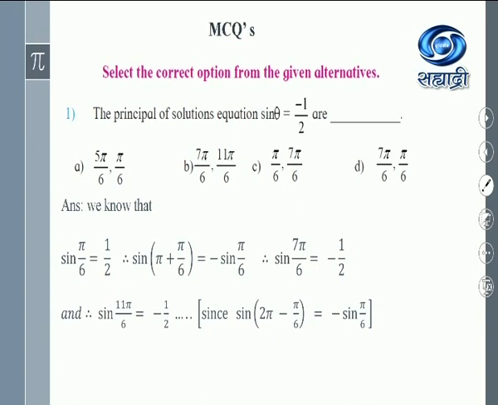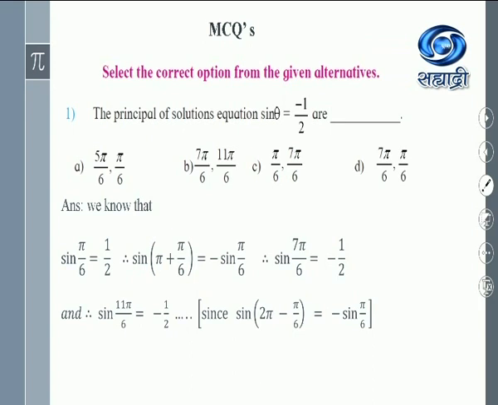We assume sine of pi by 6 is equal to question mark, and you know sine pi by 6 is 1 upon 2, right? But here we need minus half. So minus of sine pi by 6 is equal to minus 1 upon 2. That minus sine pi by 6, how to get? Sine of pi plus pi by 6. That comes in the third quadrant.